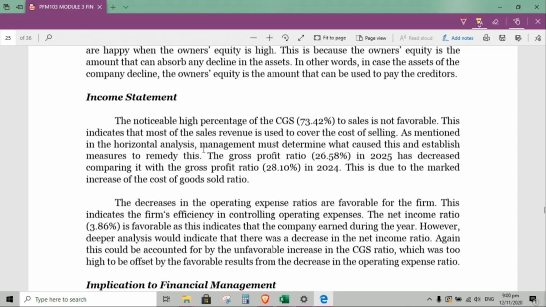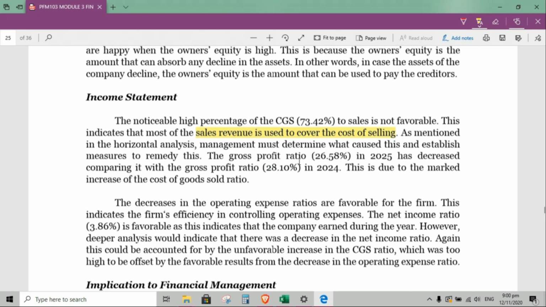Ibig sabihin lang yan, katulad ng nabanggit ko kanina, yung sales revenue ninyo, pampalit lang, pampalikunan lang, almost lang. Okay, so kailangan ma-determine kung bakit ganon, anong dapat natin gawin, diba? Na kahit paano man lang, kikita. Kasi napakalaki ng kanyang cost of goods.